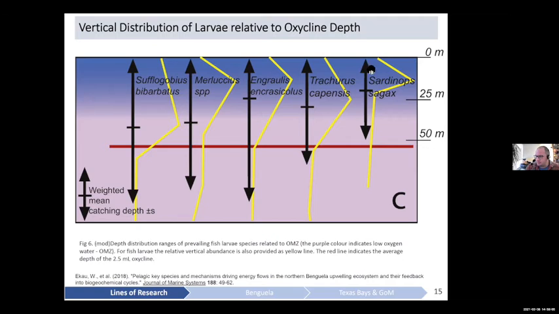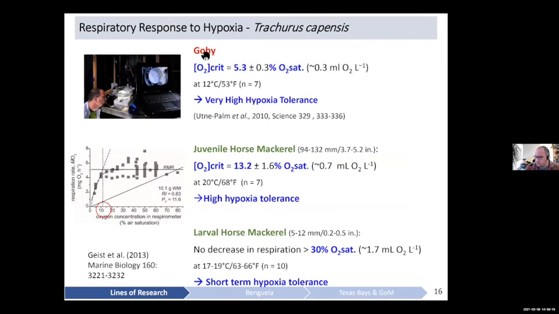Whereas the sardines are higher up in the water column, also leading us to the hypothesis that they are not as well prepared for hypoxic conditions. For the gobies, from a Norwegian study, we know that they have a very low critical oxygen level from respiration studies, 5.3% oxygen saturation, which is where they get in trouble with their metabolism. From experiments we did on juvenile horse mackerels, we saw that they are not as well adapted as the gobies, but still pretty good.